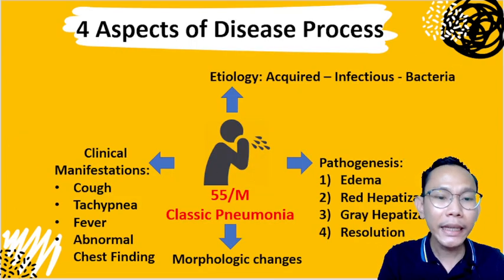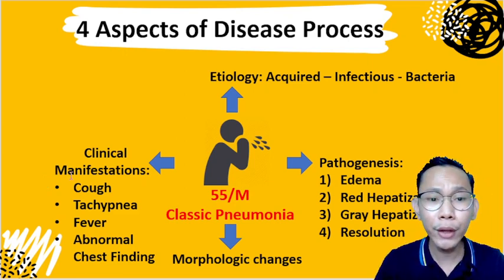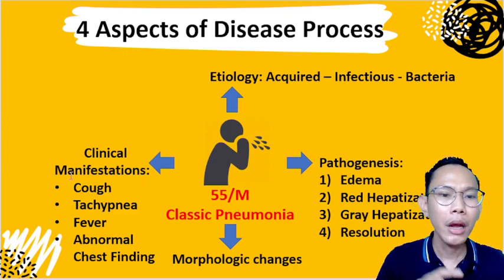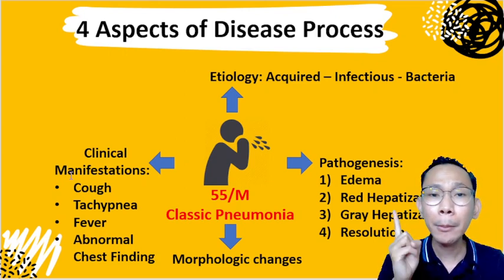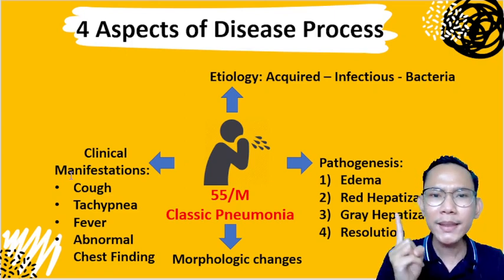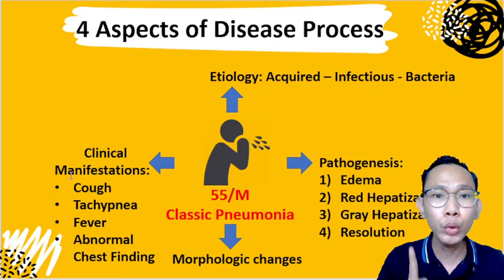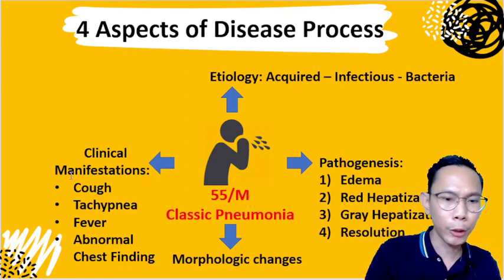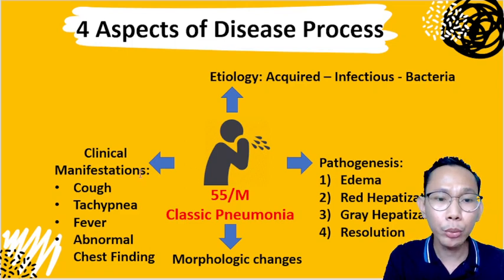Doc, ano naman yung clinical manifestation? Doc, bakit nagkakaroon tayo ng clinical manifestation? Remember, clinical manifestation will happen because there is a dysfunction on the part of the cell. Kung ang cell natin will not be able to do its function, then a clinical manifestation will arise. Anong ibig sabihin yan, Doc? For example, sa ating case ng classical pneumonia, meron tayong cough, meron tayong tachypnea, meron tayong fever, meron tayong abnormal chest finding. This is actually brought about by the morphological changes.